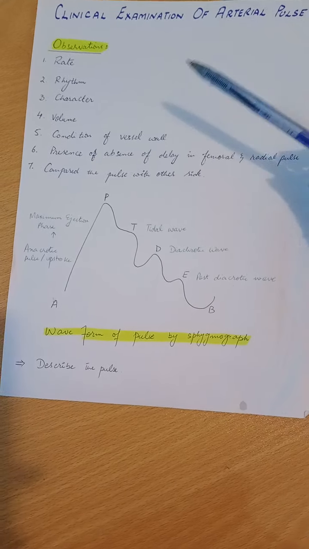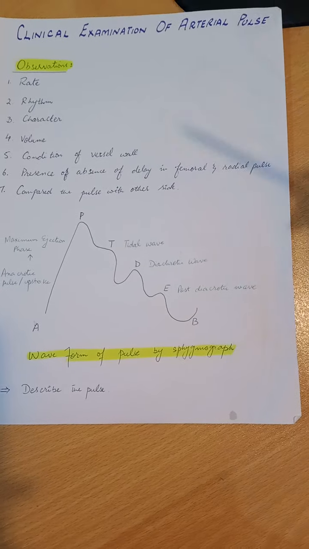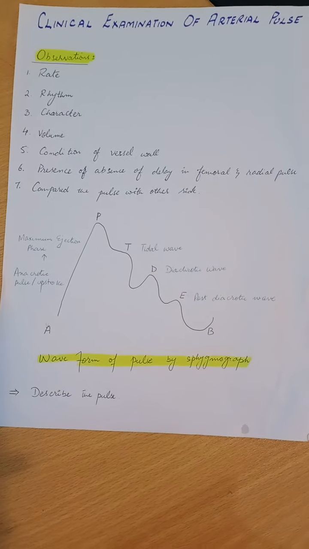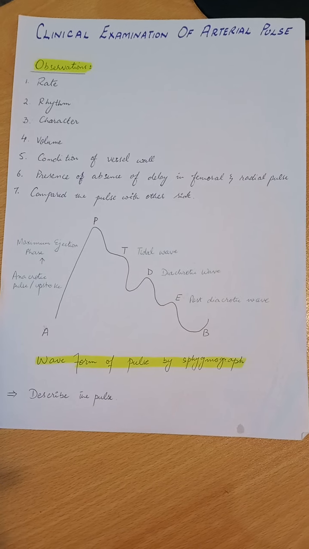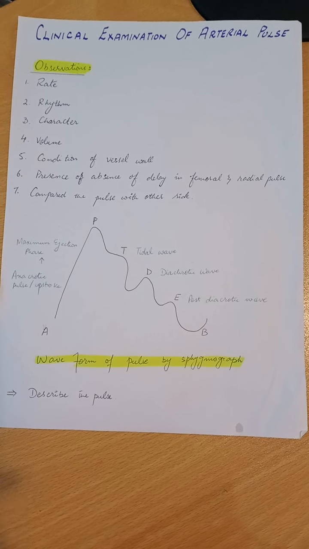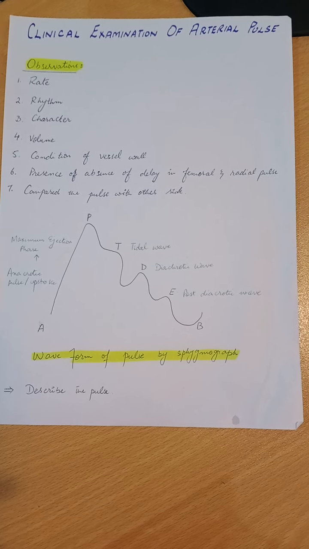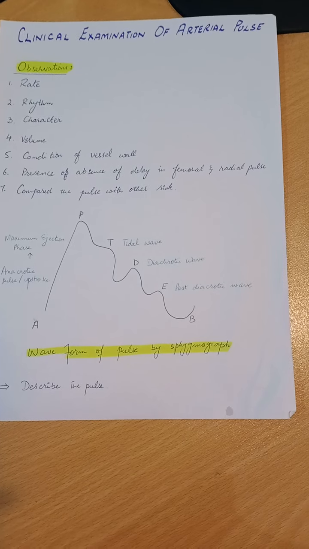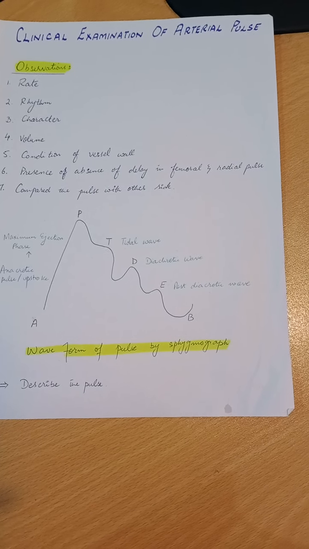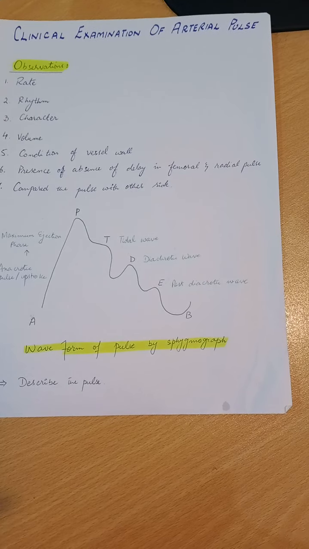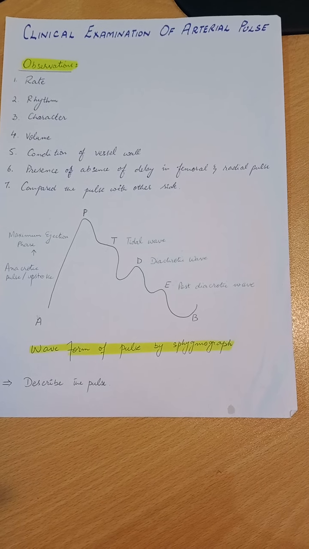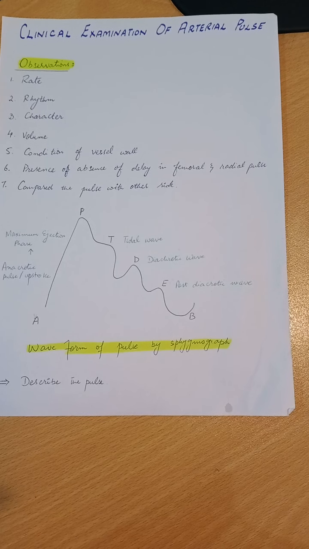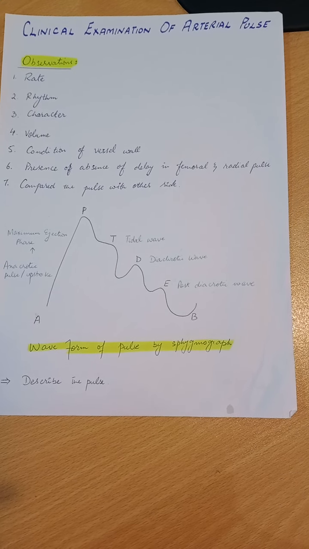Next observation would be the condition of the vessel wall. To assess this, sufficient pressure should be exerted on the radial pulse, and it should be rolled beneath the fingers against the underlying bone. Normally in young patients, the condition of the vessel wall cannot be felt because soft arteries are present in young patients, as compared to old patients, who sometimes have arteriosclerosis, that is the thickening of the arteries, and in this case the radial artery is palpable.